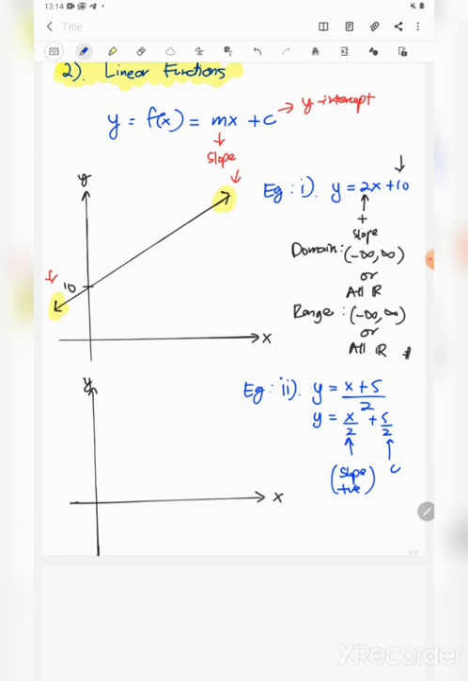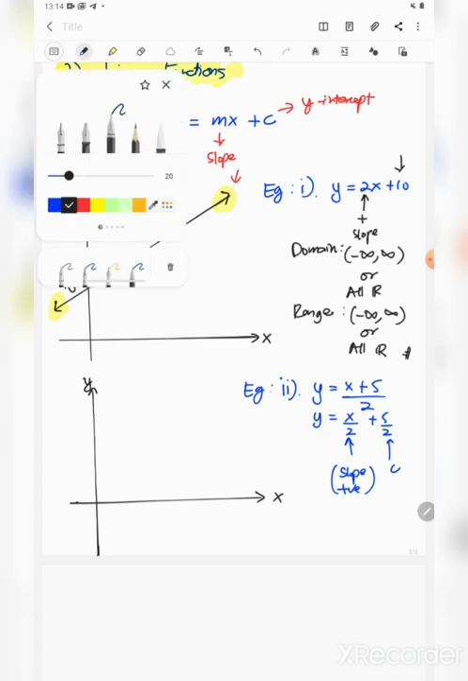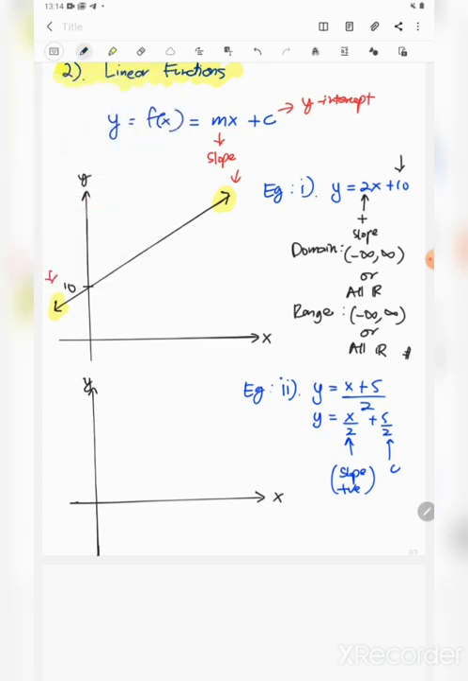To sketch this, we know that 5 divided by 2 is 2.5. You can just estimate it in the graph. No worries, because we have no need to sketch accurately for this one. The important part is that you know the y-intercept and also the slope. So now we just estimate the value of 5/2 is here. And then the slope is positive, so the graph will show a positive graph.